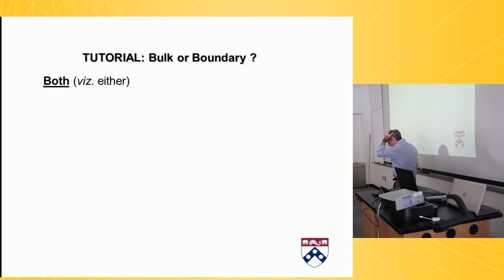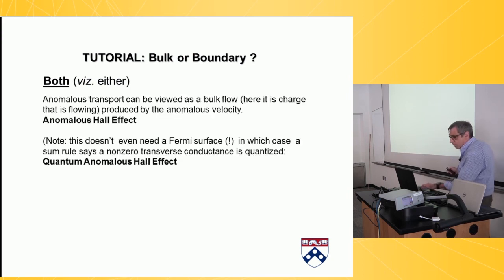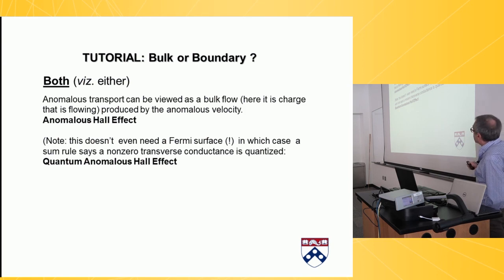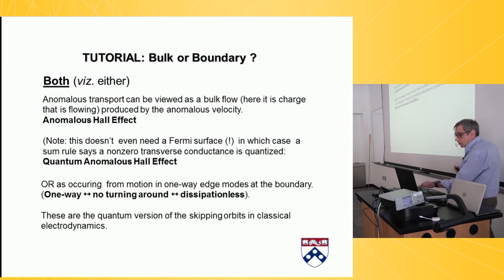How do you think about these anomalous responses? Should you think about it as a response in the bulk, as we're doing here, or something going on at the boundary? And so the answer is both, or either, depending on how you want to read that. But both are actually useful. You can view it as a bulk flow being produced by the anomalous velocity term that we started with. That's the anomalous Hall effect. Certainly that's the case with a Fermi surface in those bands. It turns out it doesn't even need a Fermi surface, in which case you get a quantized version of the flow. That's the quantum anomalous Hall effect. But you can also view it as the effect of having extra modes on the boundary, which are one-way modes.